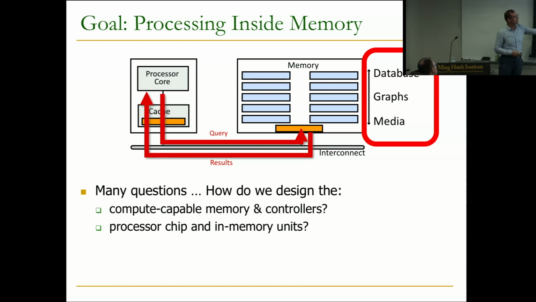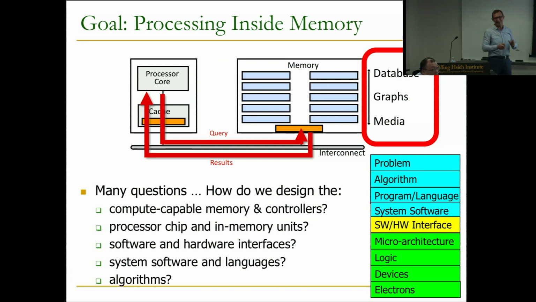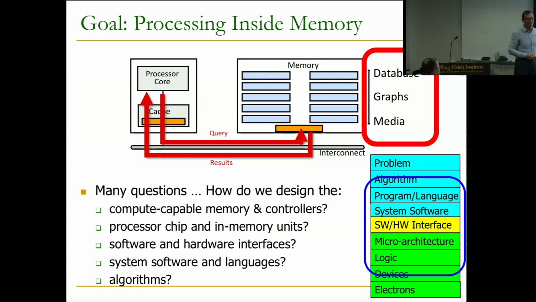How do we design the processor chip and the in-memory units? And how do we design the software and hardware interface to enable this? Because none of these exist at this point. How do you design the system software, the languages, and the algorithms? So Michelle is thinking right now, okay, this is huge. I agree that it's huge, but it's important also. Essentially, it's an across-the-stack problem, and we need to tackle issues across the stack to enable something like this. But I don't believe there's an easy solution at any part of the stack in a general purpose way, at least.